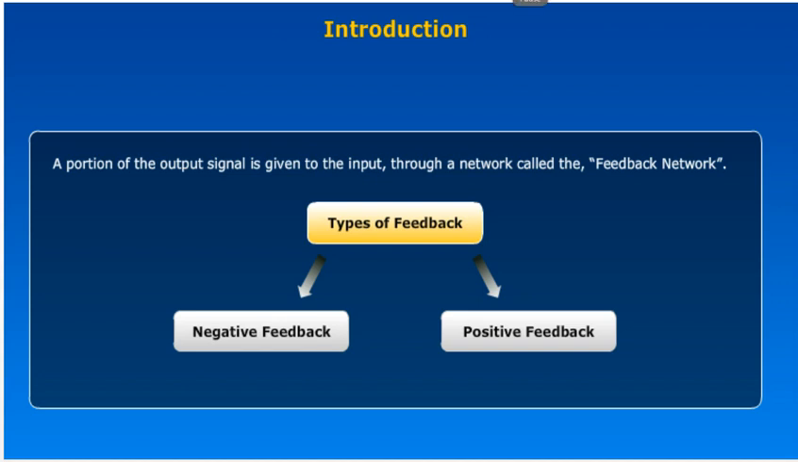To connect the output part to the input, we require some feedback network. That is nothing but a portion of the output signal being given to the input through a feedback network. So we have two types of feedback: negative feedback and positive feedback.